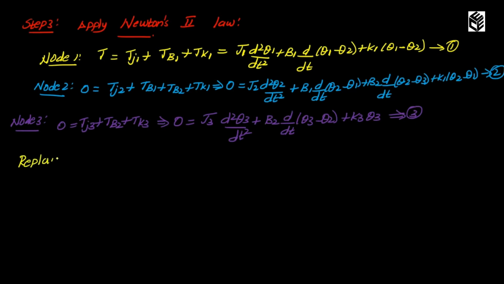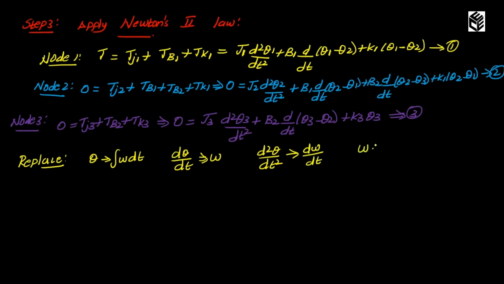I am going to apply the condition, that is I am going to replace theta as integral of omega dt and d theta by dt as omega, and d square theta by dt square is d omega by dt. So omega is nothing but angular velocity.